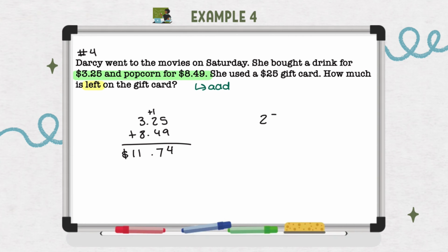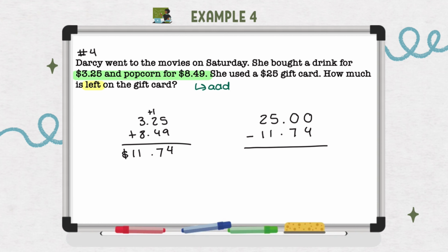So we're going to start with 25. 25 does not have a decimal, and remember, behind every whole number is an imaginary decimal with a 0. So now that 25 has a decimal, I know where to line up my decimal. So I'm going to do minus 11.74. My decimals are lined up. I am good to go, not just yet. And for that empty spot, we must fill it in with a 0. Now I can subtract like normal.